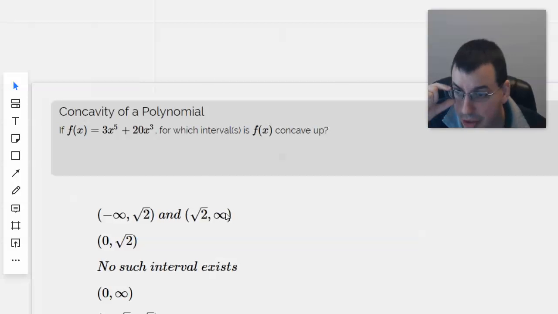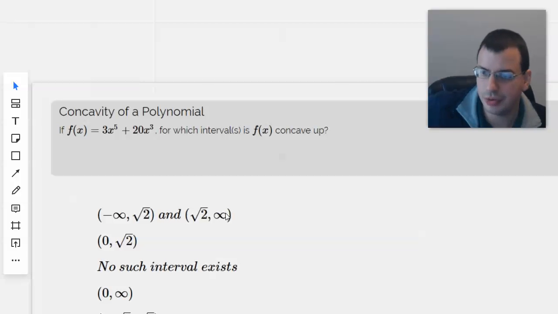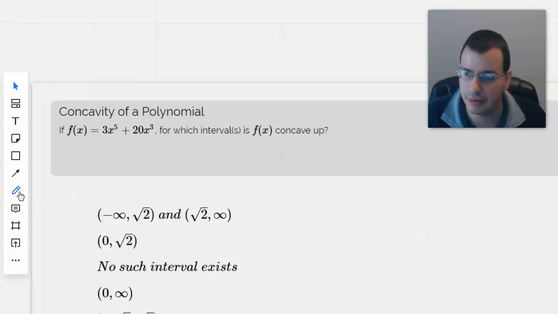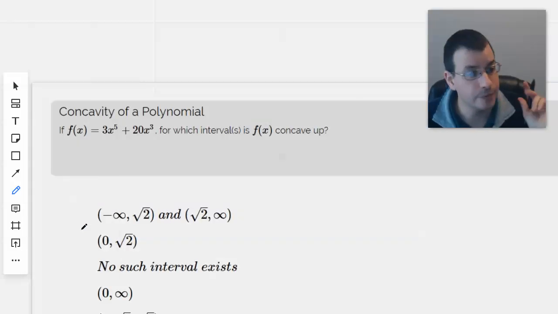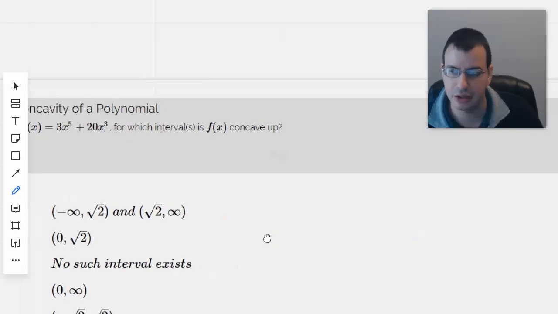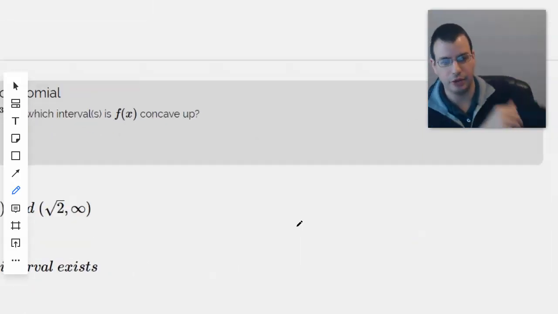Concavity. If f of x equals 3x to the fifth plus 20x cubed, for which interval or intervals is f of x concave up? Okay, so first derivative is slope, second derivative is concavity. So we'll start by writing out what we got here.